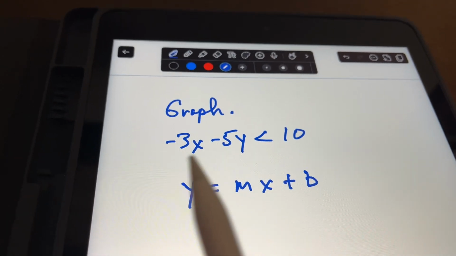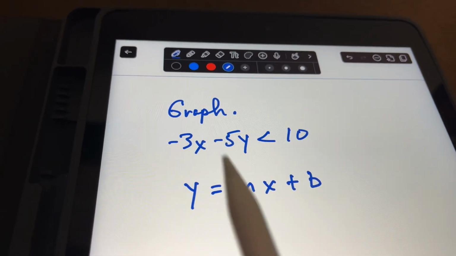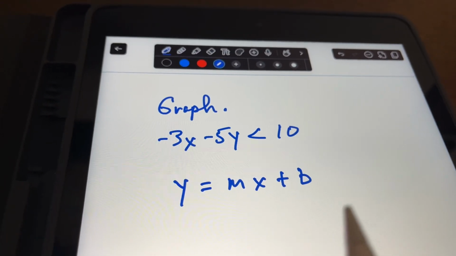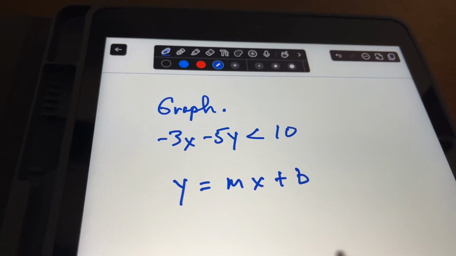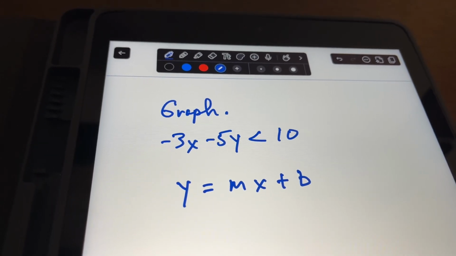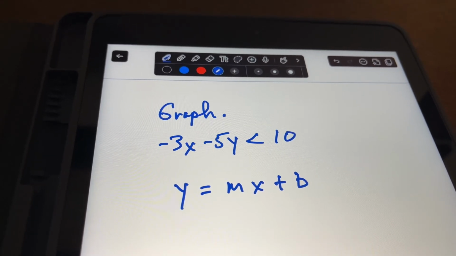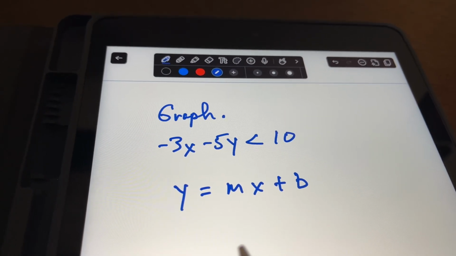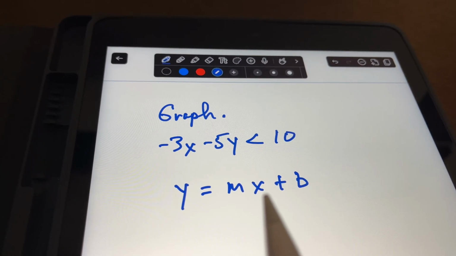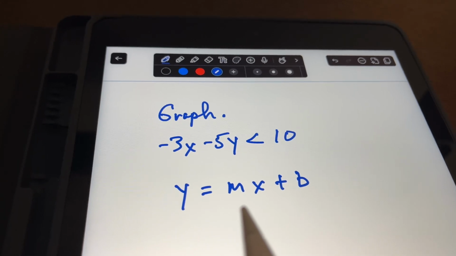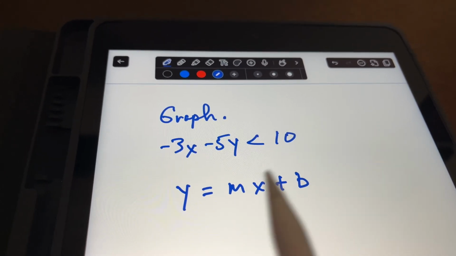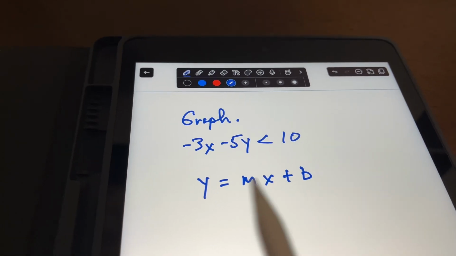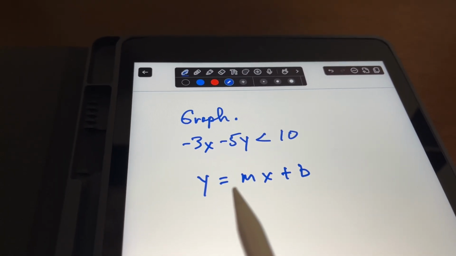So the line's going to still be in the same place that it would be if it were an equals problem, but we will be shading either up or down, and we'll see how to discern that in just a minute. The other thing that's different about this is we will have either a dotted line or a solid line, and we'll talk about how you make that determination here in just a minute. But the first thing I want to do is to get this in this form.